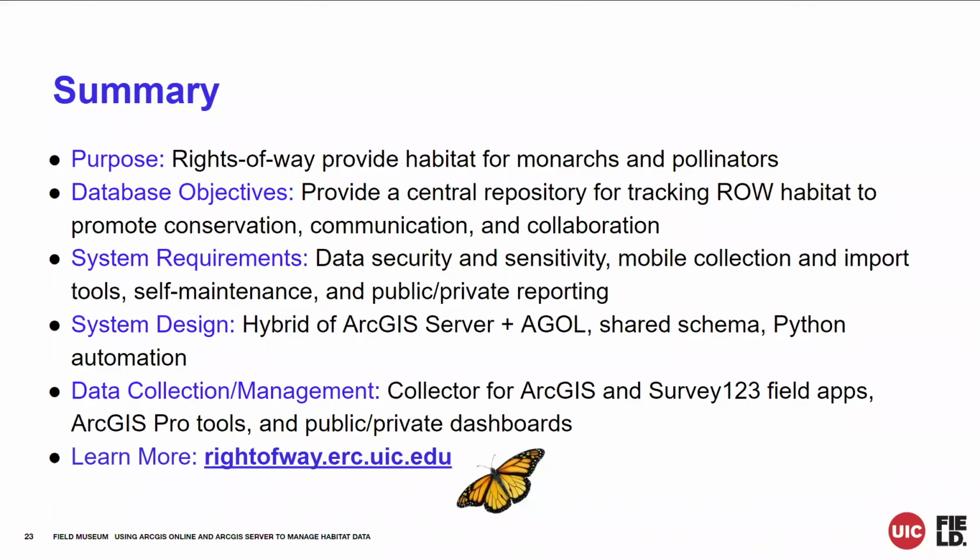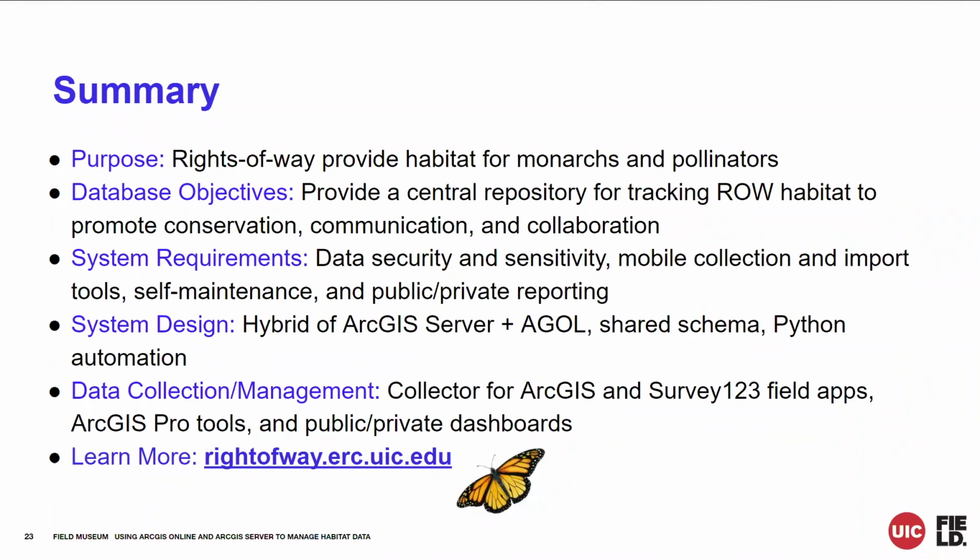So in summary, the purpose: rights of way provide habitat for monarchs, and we wanted a system to track their contribution. The database objectives were to provide a central repository for tracking rights of way habitat and to promote conservation, communication, and collaboration. The system requirements included data security, data sensitivity, mobile collection and import tools, self-maintenance, and also public and private reporting. The system design we used was a hybrid of ArcGIS Online and ArcGIS Server with a shared schema and Python automation.